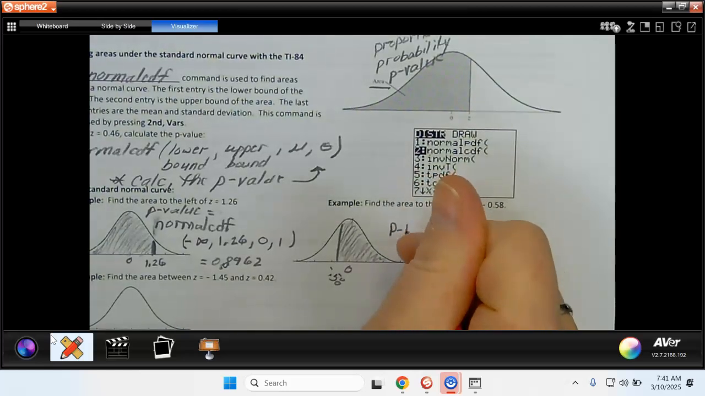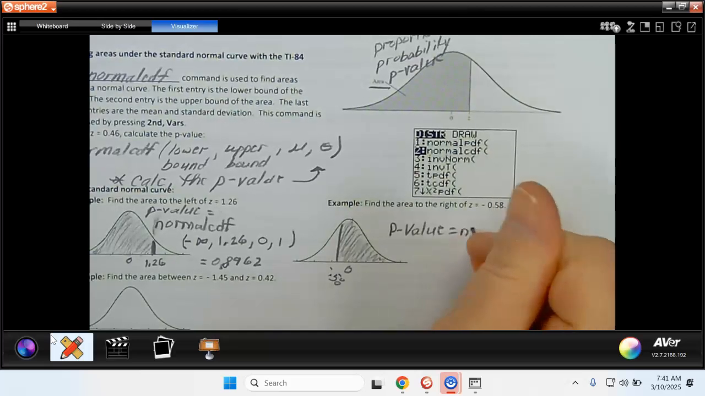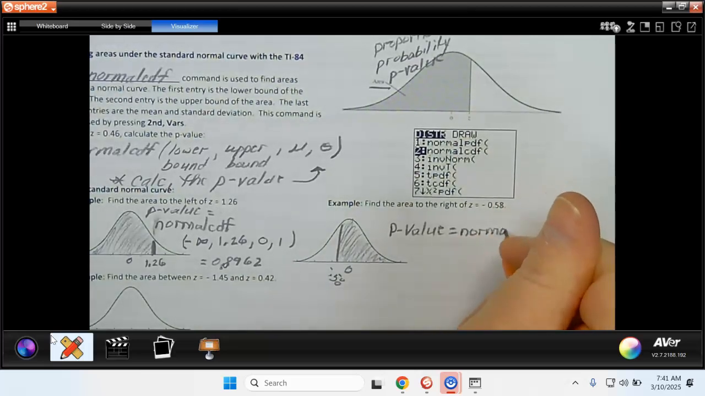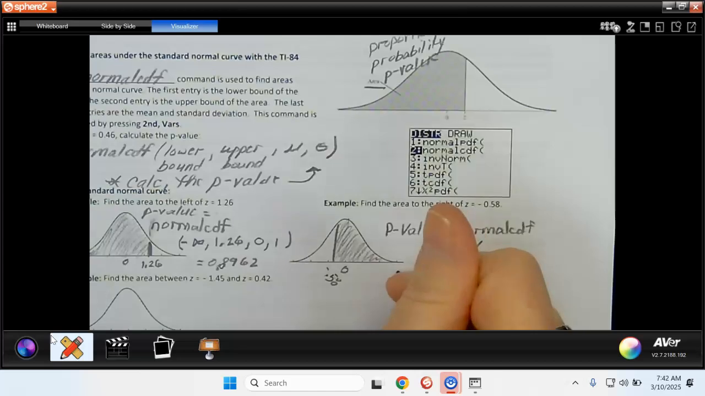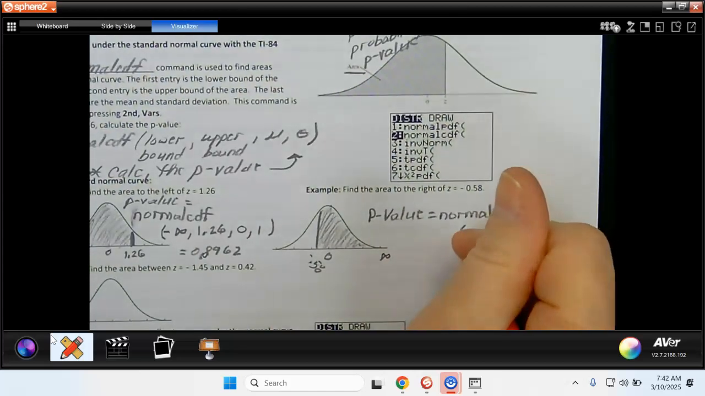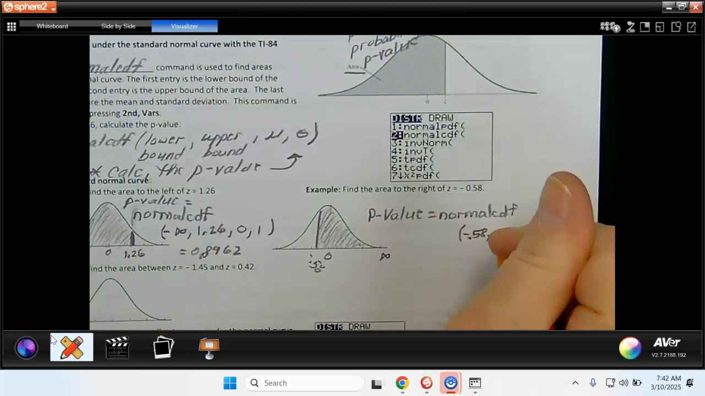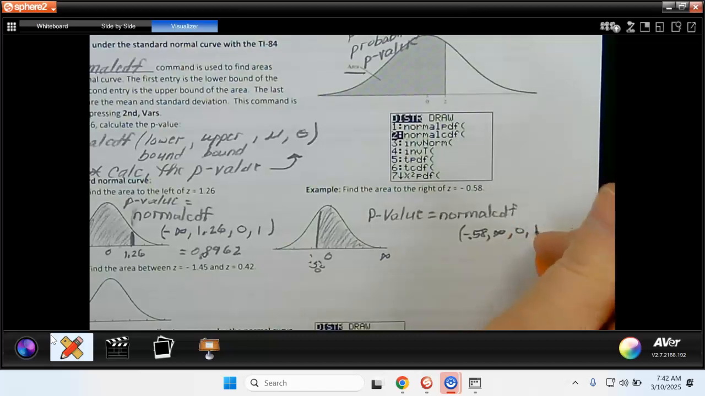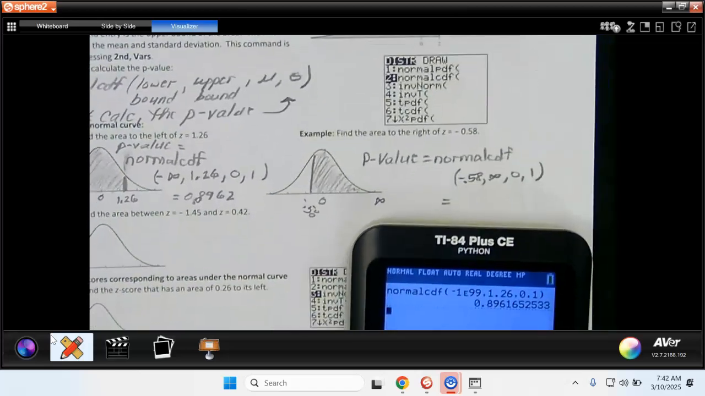So p-value equals normal CDF. Now this time, the shading on the low end of this is -0.58. And now it's going to infinity. It's a z-score, so mean is 0, standard deviation is 1. So go ahead and calculate that.